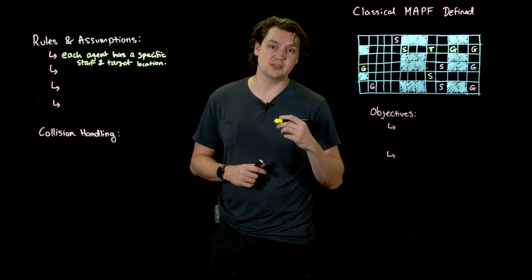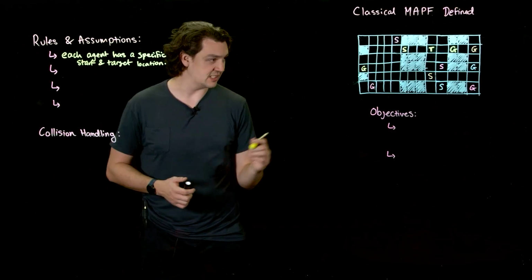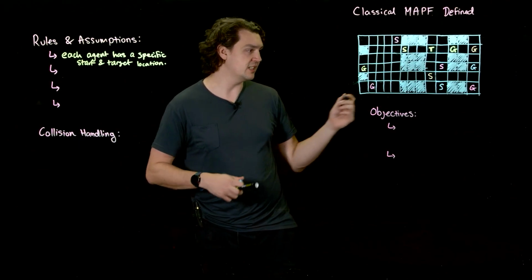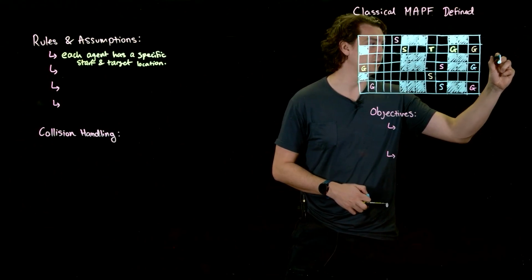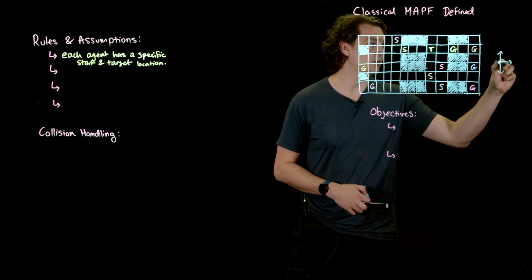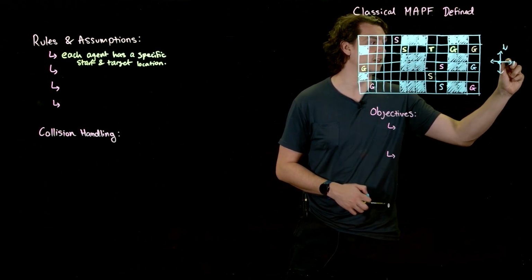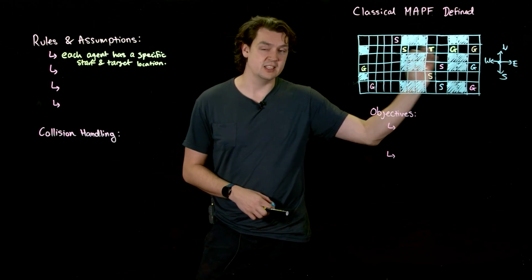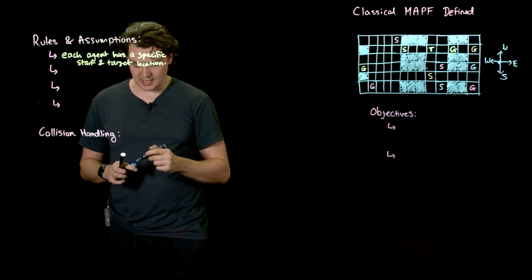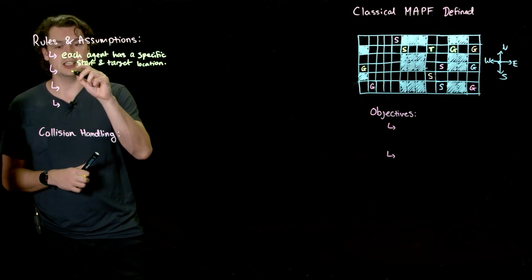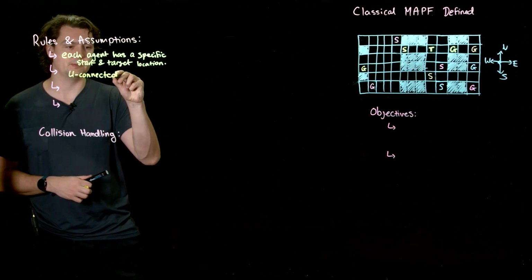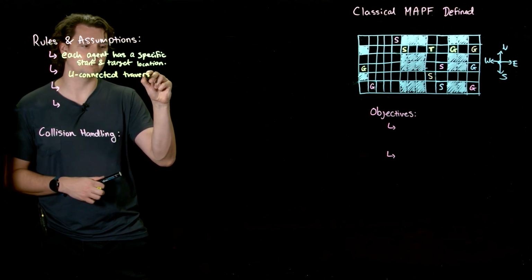The other aspect of this is that essentially it's a very, very simplified problem. We have what is essentially four connected movement. So you can only move in the four cardinal directions, right? There is no diagonal movement. This is the standard version of the problem. So to write that down explicitly, it is four connected traversability.